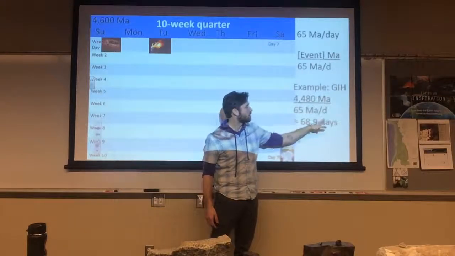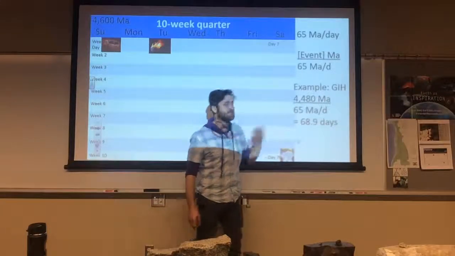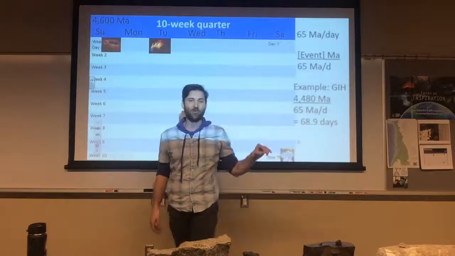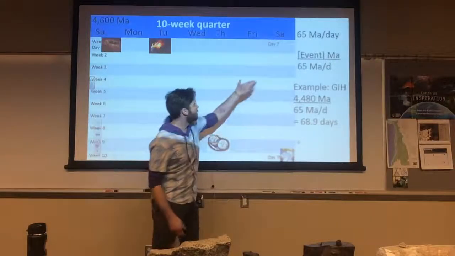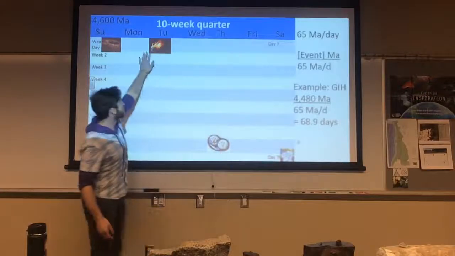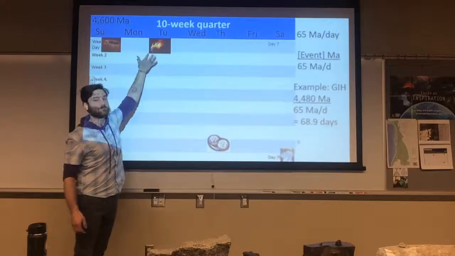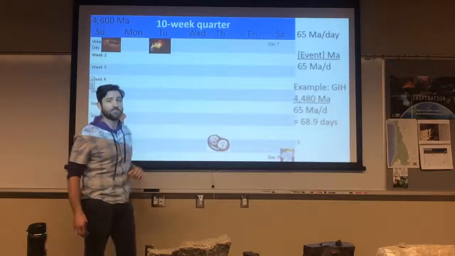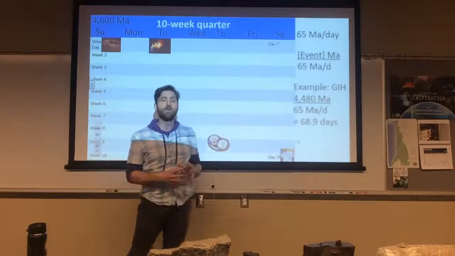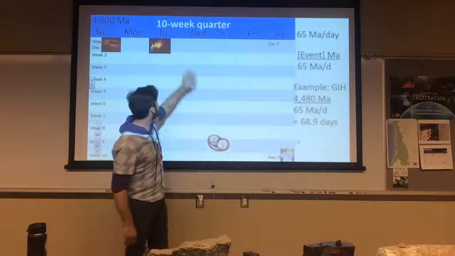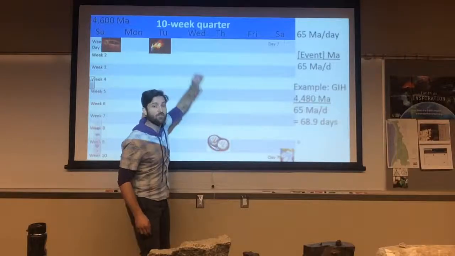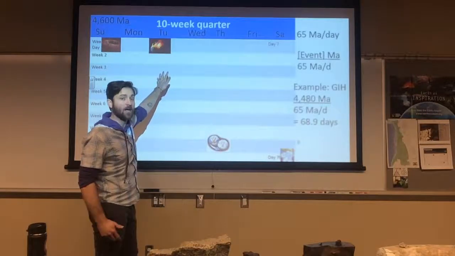Millions cancels out, we're left over with days. That would be 68.9 days ago from today, which of course, at 70 days in the calendar, 68.9 is a day and a half into the term. So effectively putting the giant impact hypothesis at the very beginning of our overall timeline.